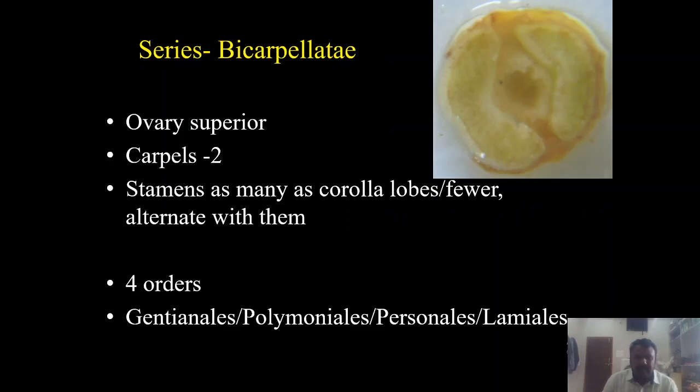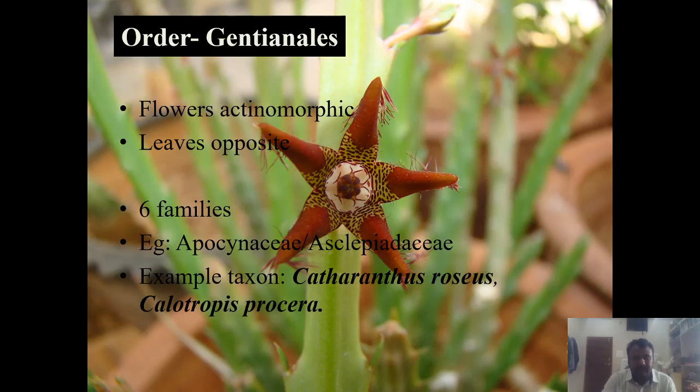The third series of Gamopetalae, Bicarpellatae. Ovary superior, carpel number 2. Stamens as many as corolla lobes or fewer, but alternate with the petals. There are 4 orders: Gentianales, Polemoniales, Personales, and then Lamiales. Coming down to Gentianales.